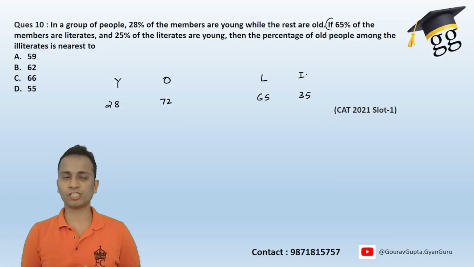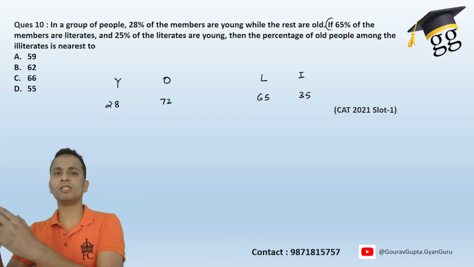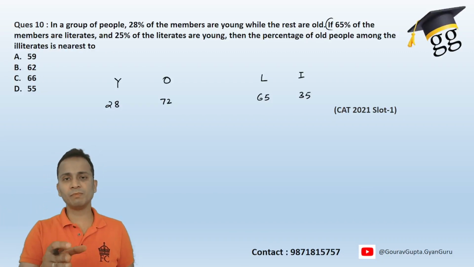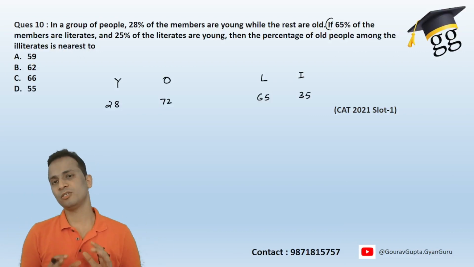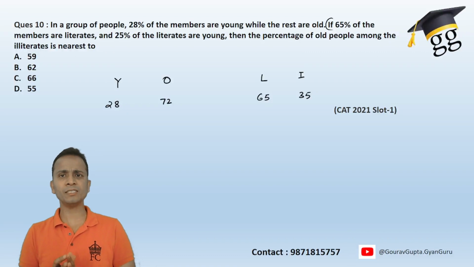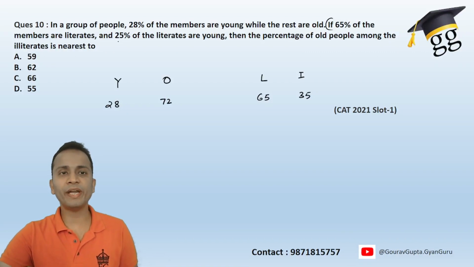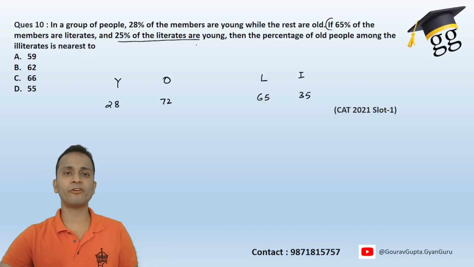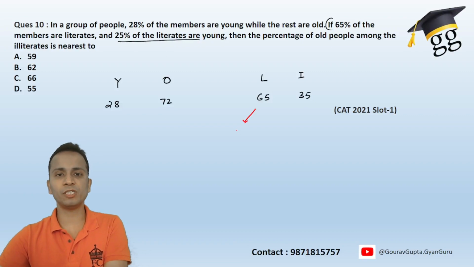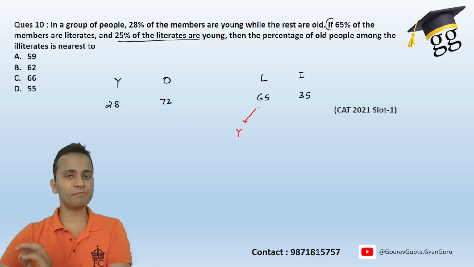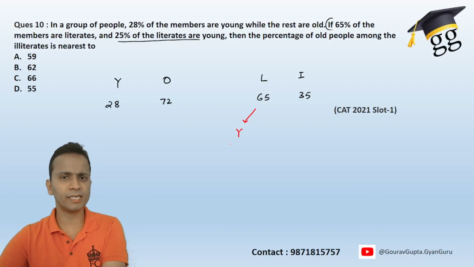Okay, now there will be mixture, like there will be young who will be literate and illiterate, then among old there will be literate and illiterate. Similarly, in literate there will be young and old, illiterate there will be young and old. So इस type से figure बनती है. ठीक है? So question is, if 65% of the members are literates and 25% of the literates are young, so among the literates 25% are young. So 25% of 65. 65 का 25% calculate करना है.